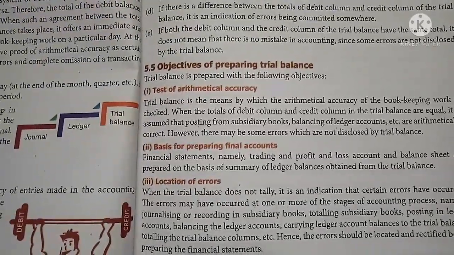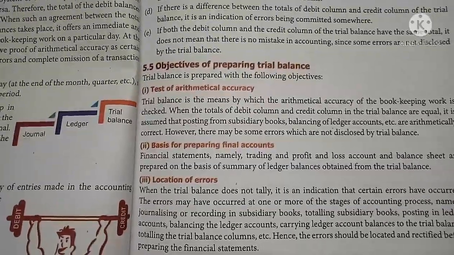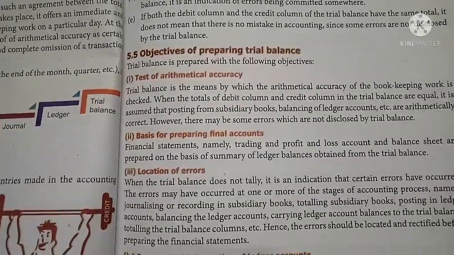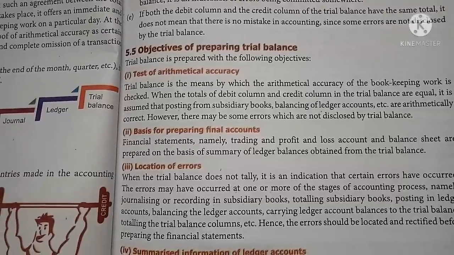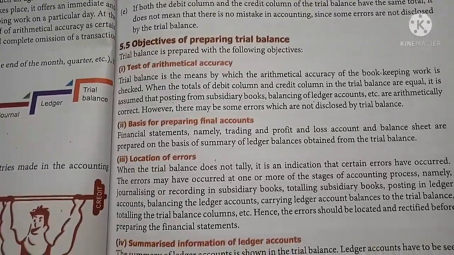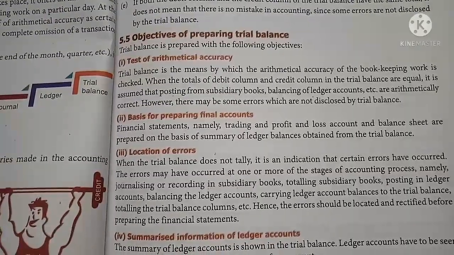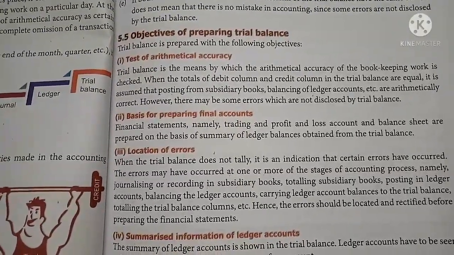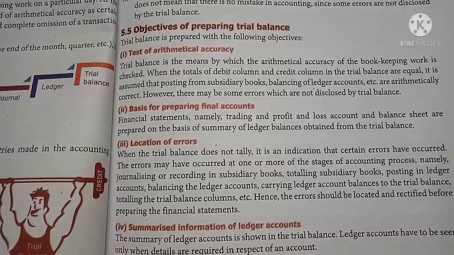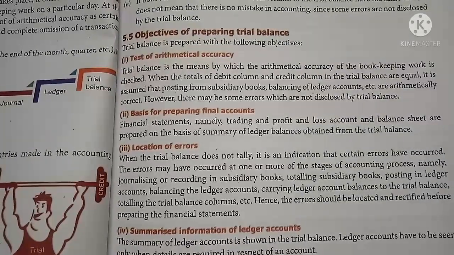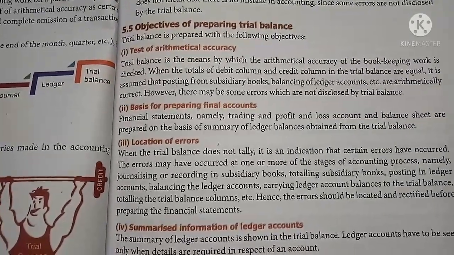Basis for preparing final accounts. Trial balance preparation is the basic step in order to prepare the final accounts of the business concern. Financial statements, namely the trading and profit and loss account and the balance sheet, are prepared on the basis of the summary of ledger balances obtained from the trial balance.